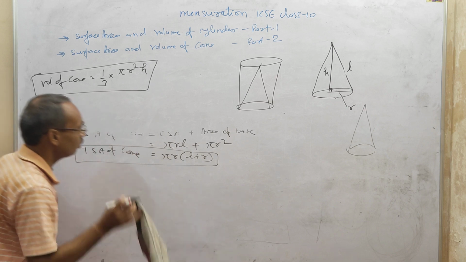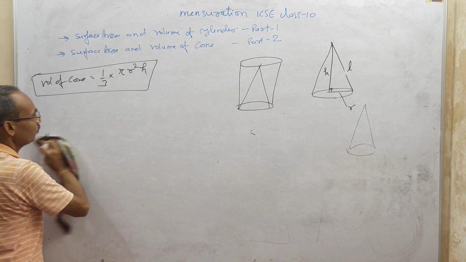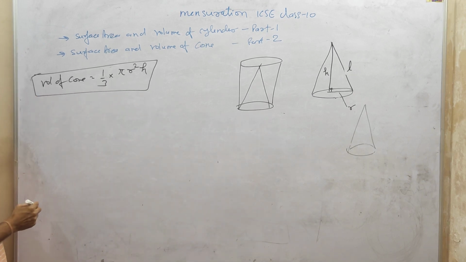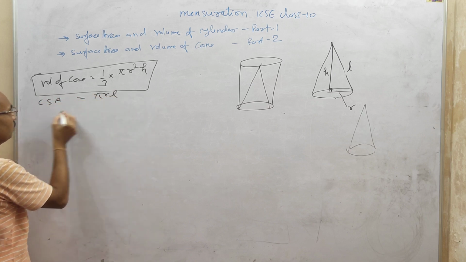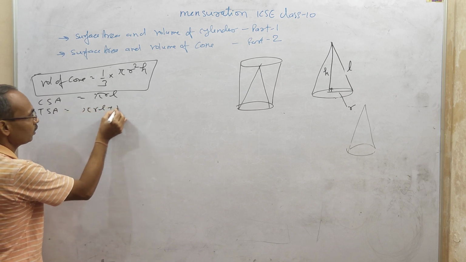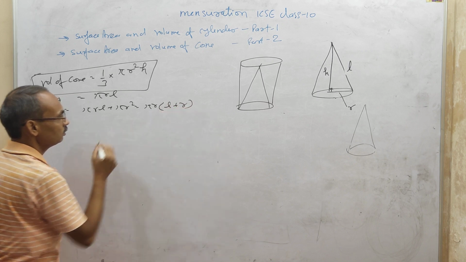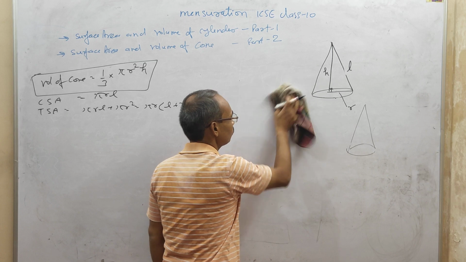So you have known the three topics: volume of cone, curved surface area and total surface area. Curved surface area is pi R L, and total surface area is pi R L plus pi R square, which is equal to pi R into L plus R. That was the formula of cone.